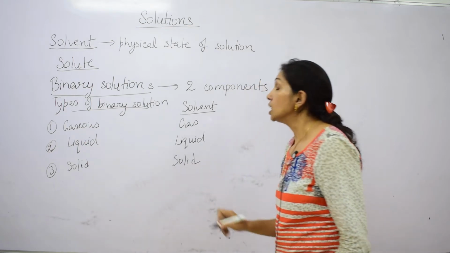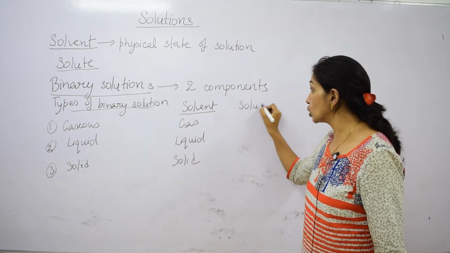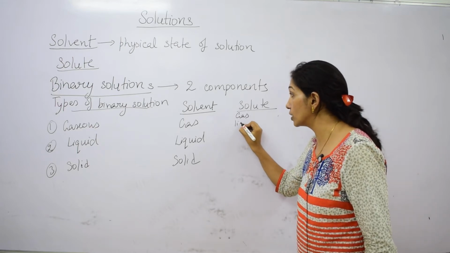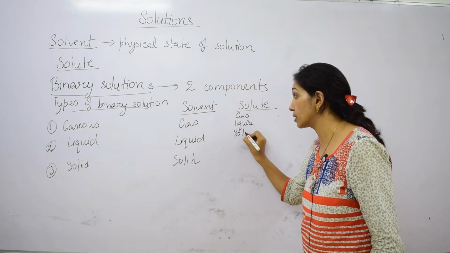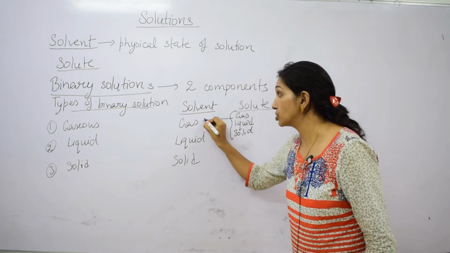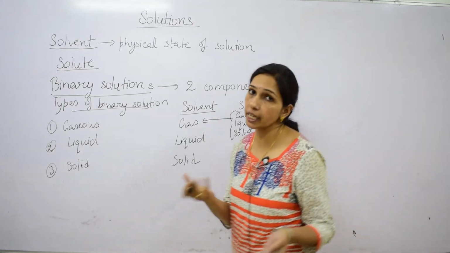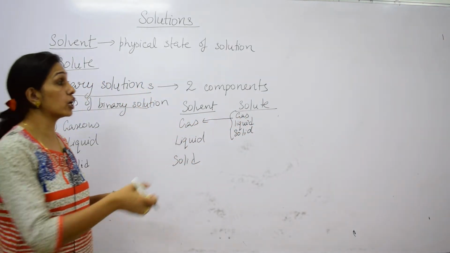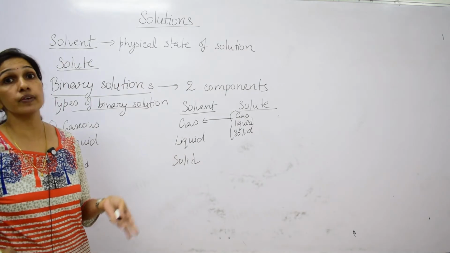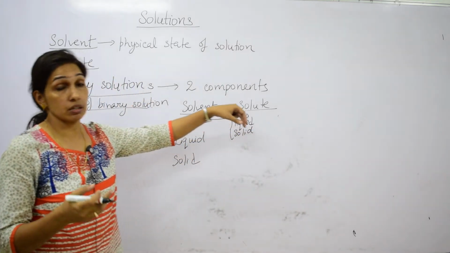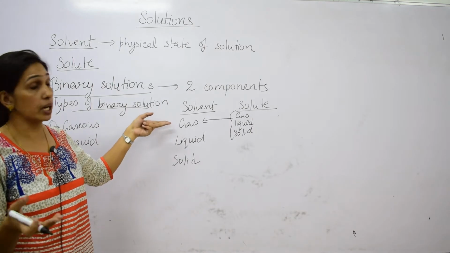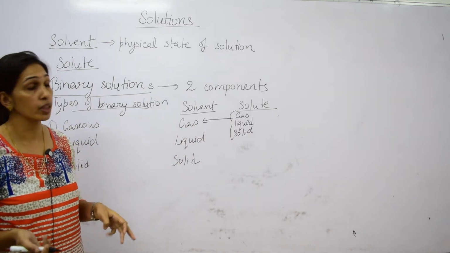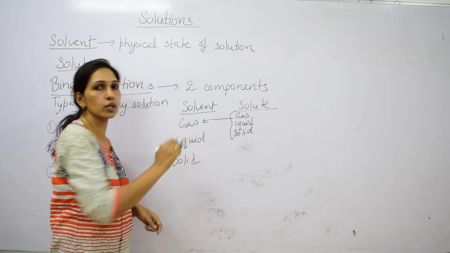Now, in a gas, we can dissolve a gas, a liquid, or a solid. For example, we are dissolving oxygen in nitrogen, a gaseous solute dissolved in a gaseous solvent, or we are dissolving a liquid into gas, for example chloroform into nitrogen gas. That is an example of liquid dissolved into gas. So, we can dissolve gas, liquid or solid into a gaseous solvent.